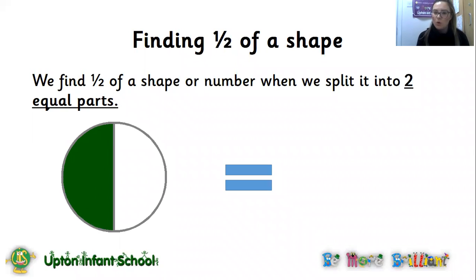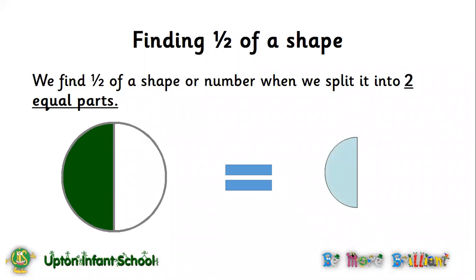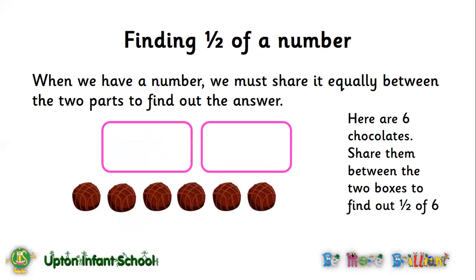Okay, so when we're finding 1/2 of a shape, we split it into 2 equal parts, and this is what it looks like. So I'm just going to split it out for you. Remember, equal means exactly the same. So there would be one part, and there is the other. And we can do that with lots of our 2D shapes. We can split it right down the middle, horizontally, or diagonally.